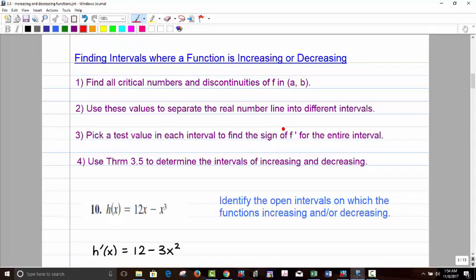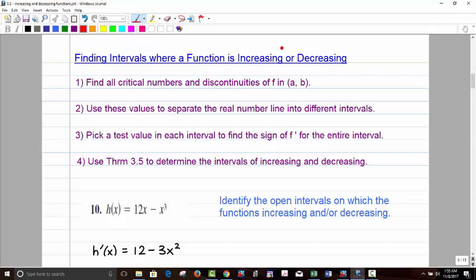So, first thing you want to do is, in your interval a to b, or even if we assume it's for all real numbers, you're looking for critical numbers and discontinuities, whether that's a hole in the graph or a vertical asymptote. That's where changes can occur. That's how you separate your intervals into increasing and decreasing, by finding those values. And that's how we'll break down our number line into sections, which is number 2 there. We'll separate them into different intervals.